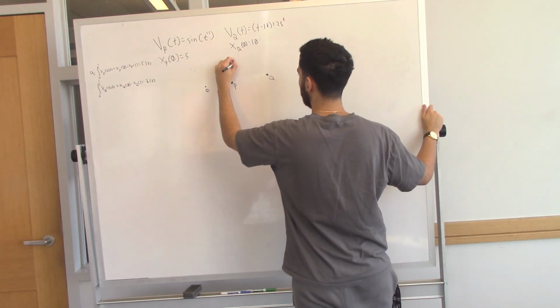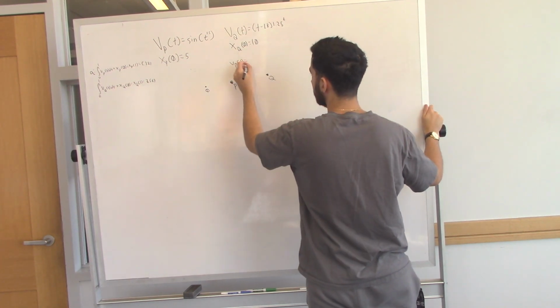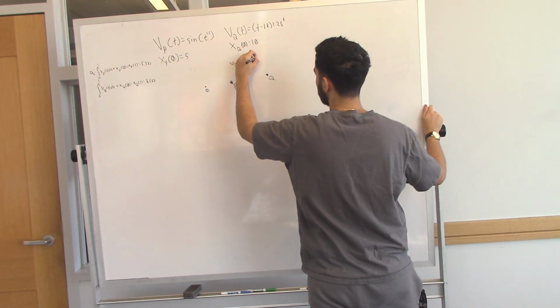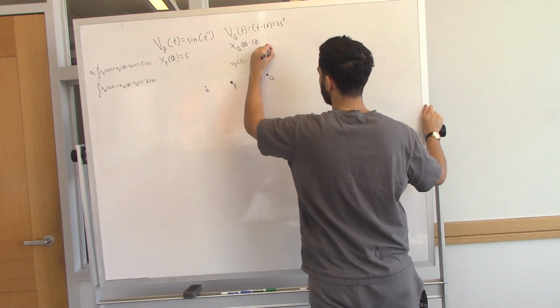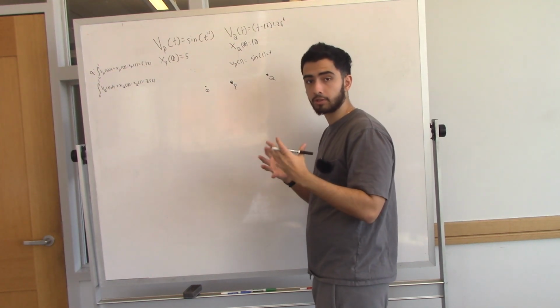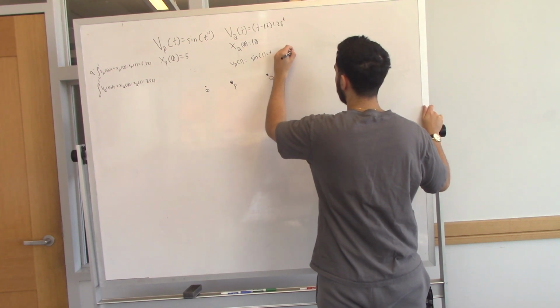So Vp of 1, because this is asked for time equals 1, is going to be sine of 1 to 1.5. It's just going to be sine of 1, which is positive. You do not need the actual number, or the actual value, you just need to know the sign. Right? And then you got to do the same thing for VQ.